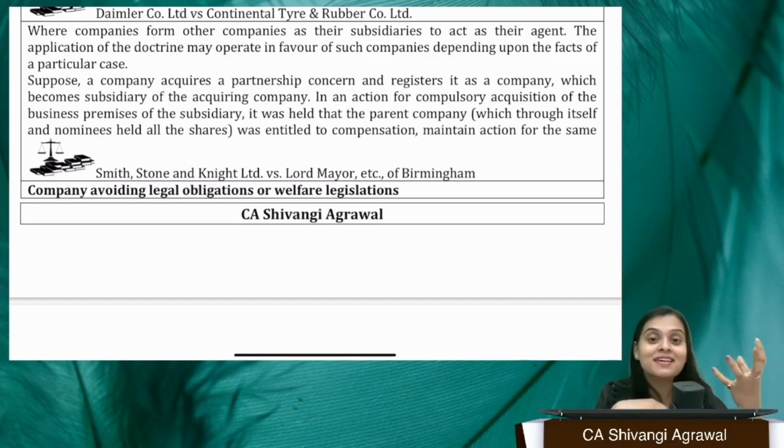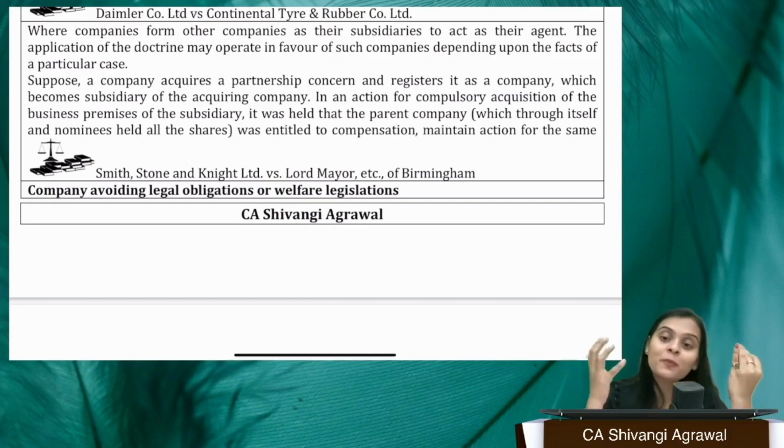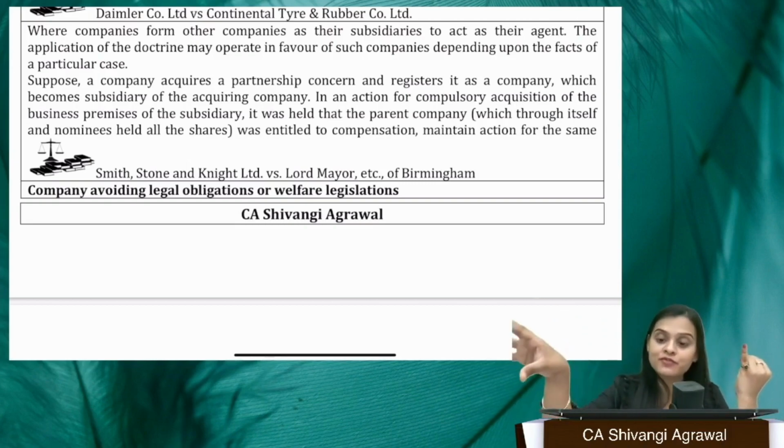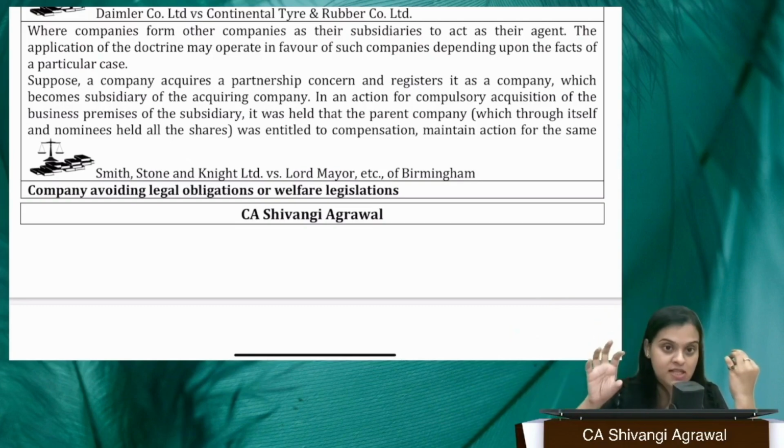Then if we share a relationship like principal and agent, how is the other company different, right? So if the company has been formed to act as an agent only, I have formed the company, okay, on my behalf you do this, on my behalf you do this, right? So in that situation, the other person loses its identity and they are actually the same.